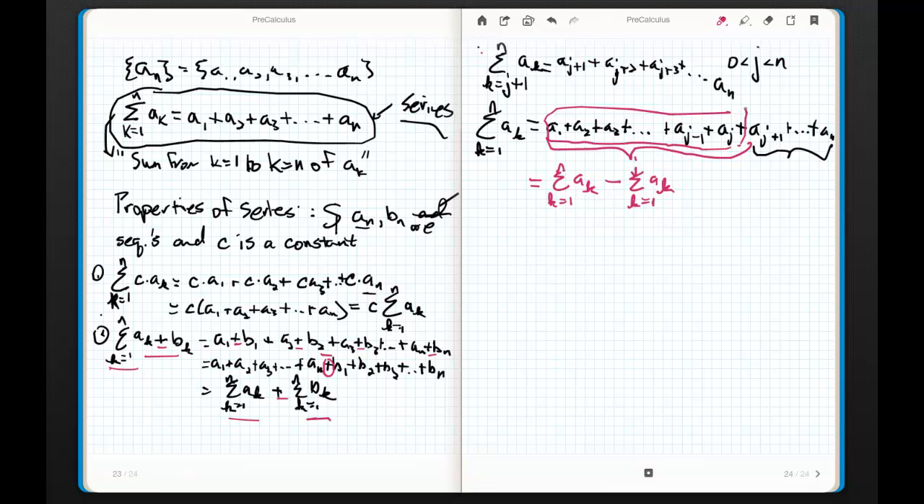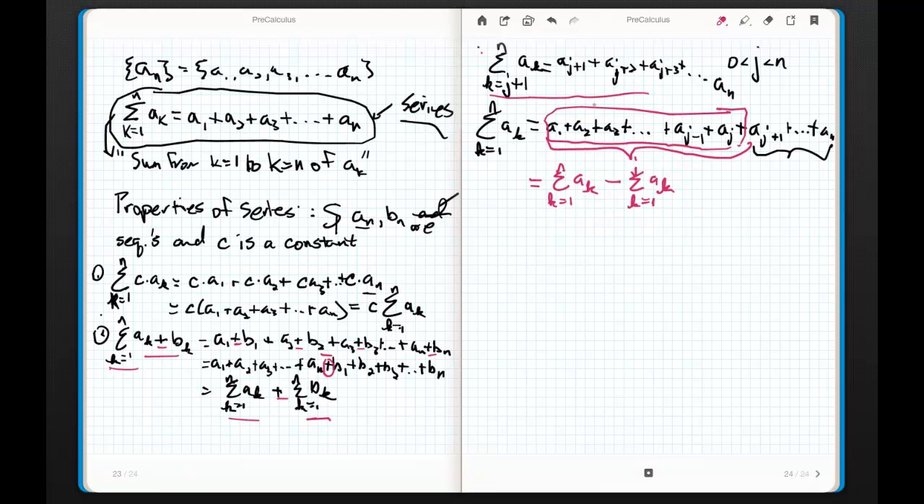Right here, out of the sum from 1 to n of a sub k, which is just from a sub 1 to a sub n, then what I'm left with is a sub j plus 1 through a sub n, which is what this guy is.